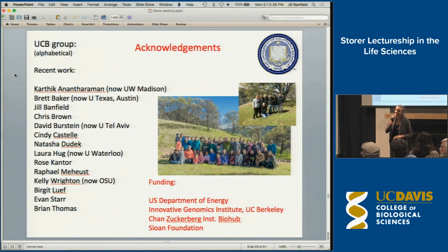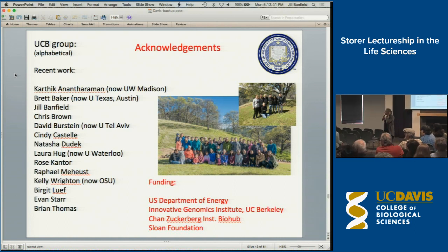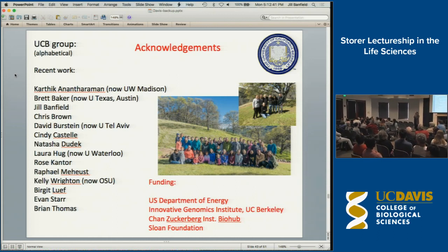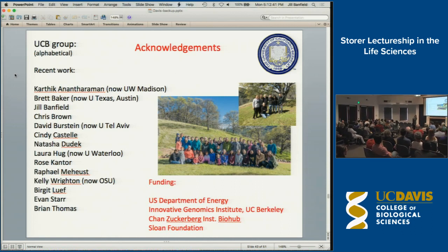Just out of curiosity, how long were the 16 proteins that were used in those maximum likelihood trees? Oh, I think the entire alignment is, I'm going to say, 2,200 or 2,300 amino acids, something like that.